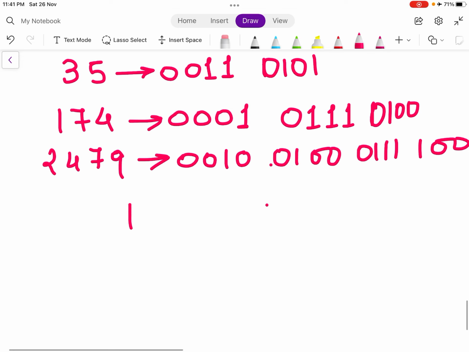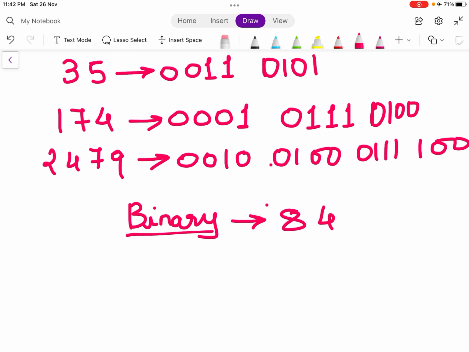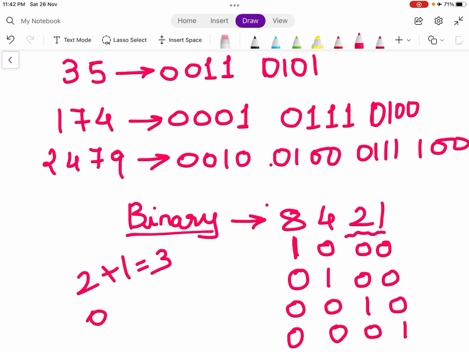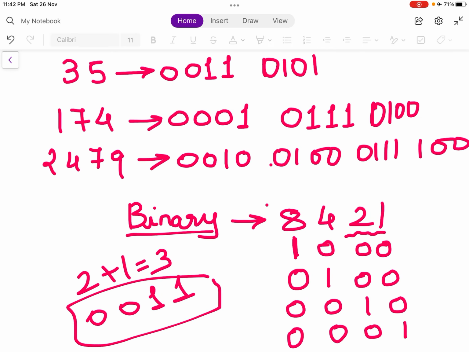So for binary equivalence, the shortcut is what? 8, 4, 2, 1. If I want 8, then I will write 1 against 8 and 0 for the rest. For 4 it is 0100. For 2 it is 0010. For 1 it is 0001. For 3 it will be 1 plus 2 is 3, so for 3 it will be 0011. This way we can find for 0 to 9.